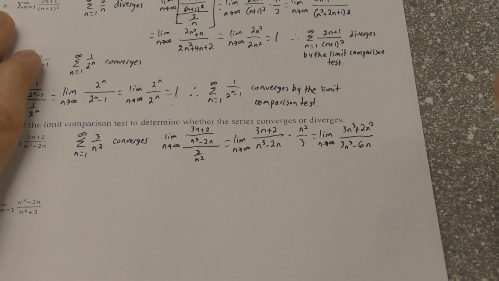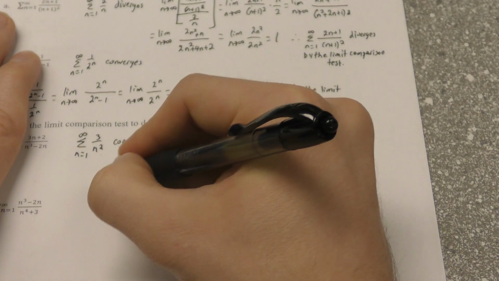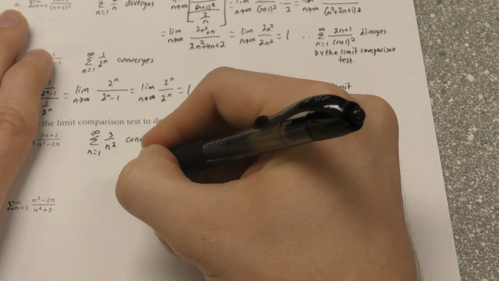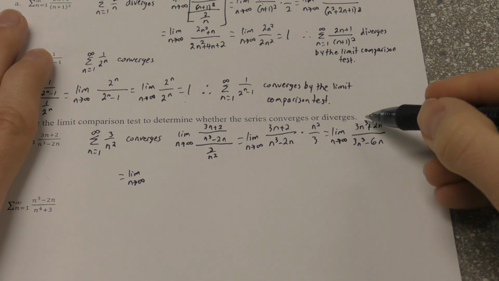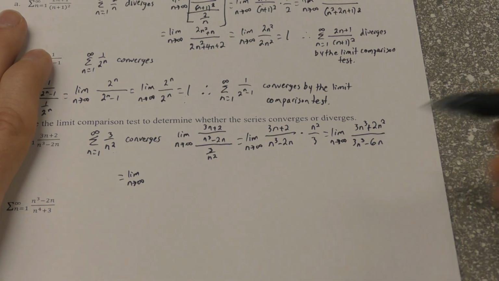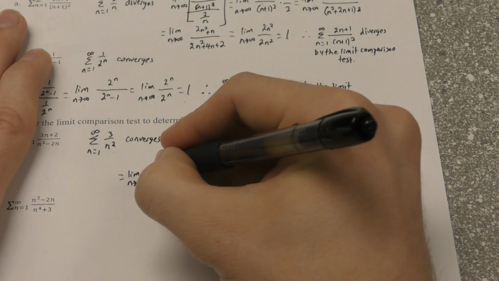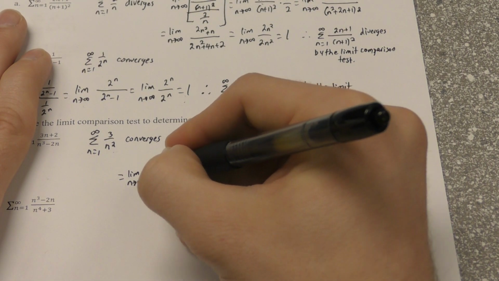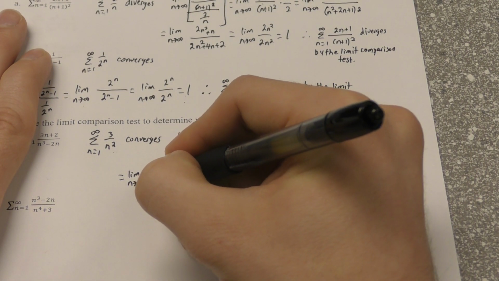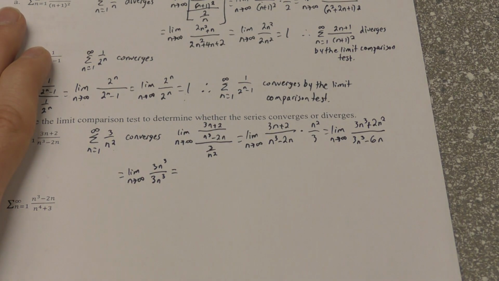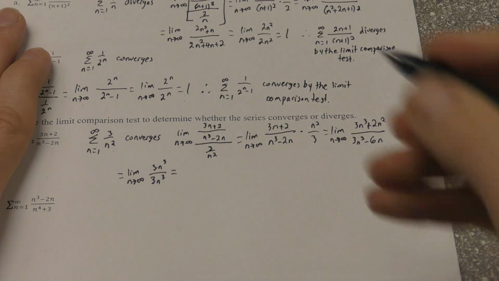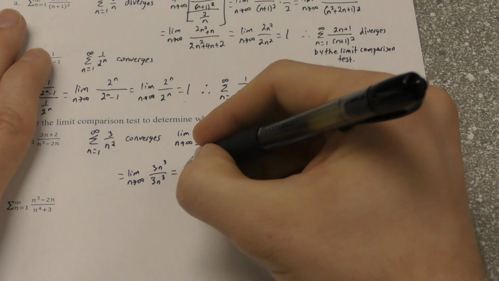All right, looking pretty good. This limit doesn't look too bad. 3n cubed is going to dominate on top, and 3n cubed is going to dominate underneath. So this is equal to the limit as n approaches infinity of 3n cubed over 3n cubed. That's my n behavior model, and the limit of that is 1.